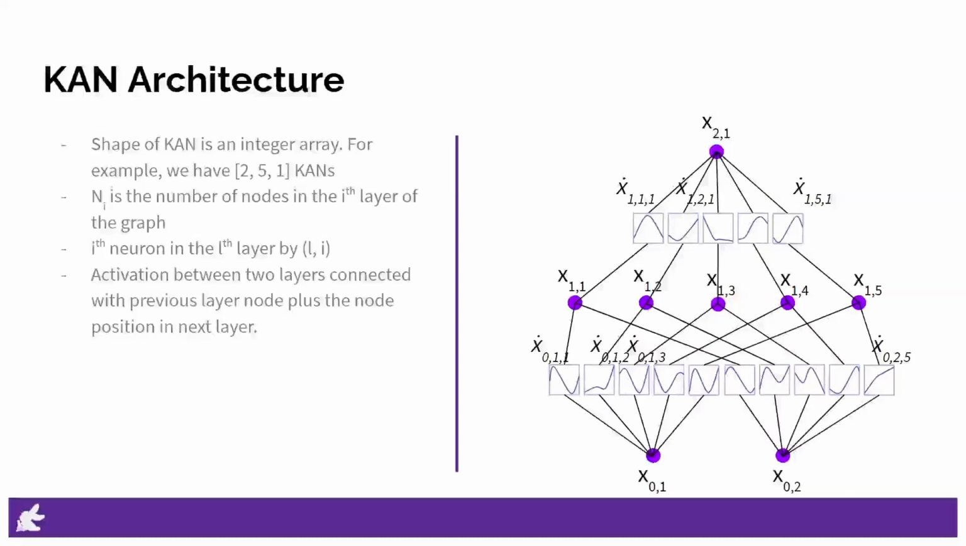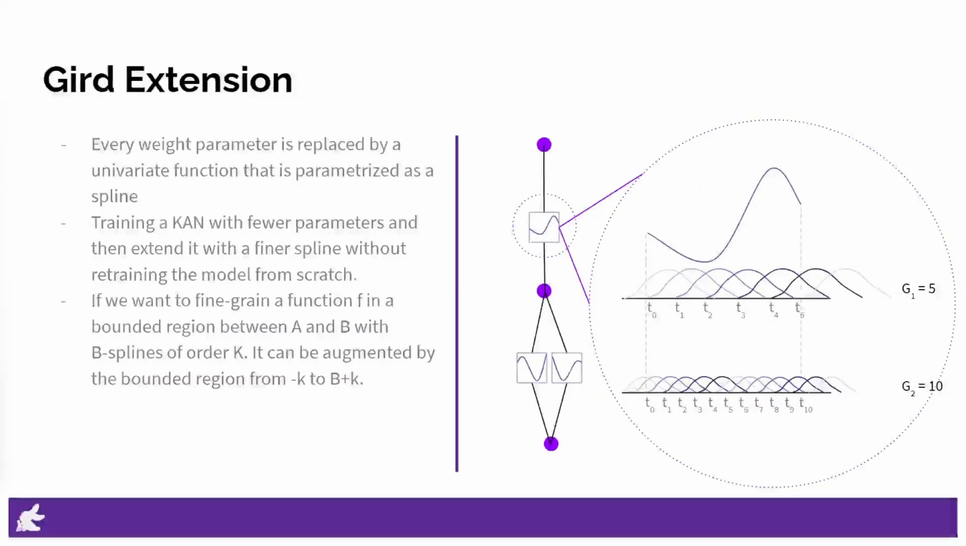The activation layer is between 2 layers. It is named by the previous layer node with j position. For example, we have activation value (0,1,1) for the connection between node (0,1) and node (1,1). In KANs, every weight parameter is replaced by a univariate function that is parametrized as a spline.